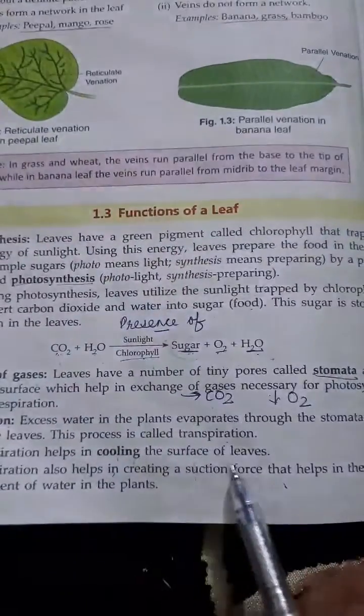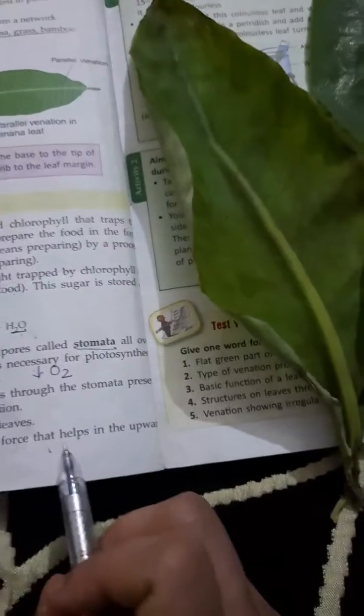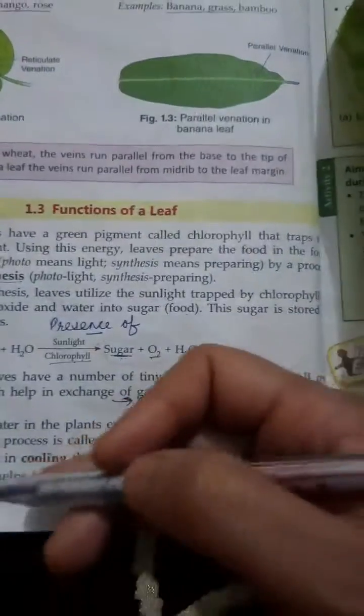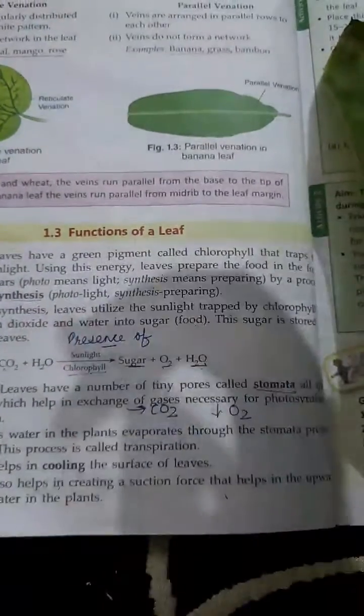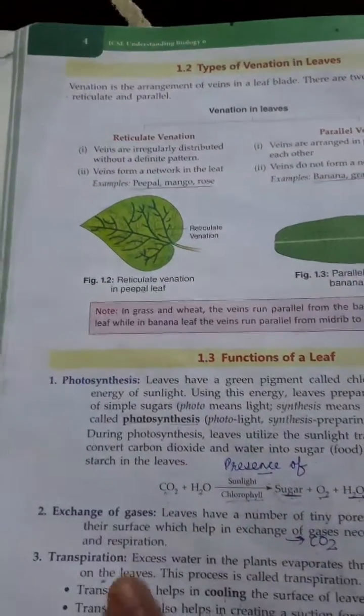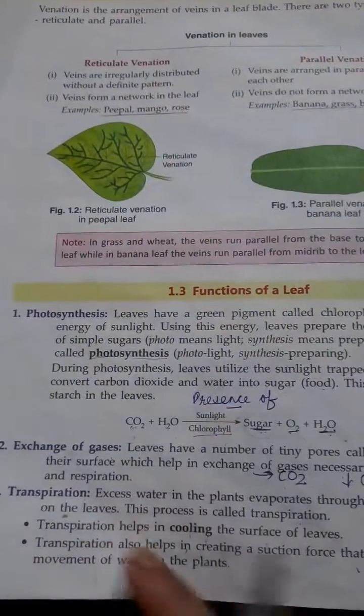Transpiration helps in cooling the surface of the leaves, and transpiration also helps in creating suction force so that water can move from the bottom of the plant to the top, from the root to the top of the plant. So what is the function of the leaf? Photosynthesis, exchange of gases and transpiration.